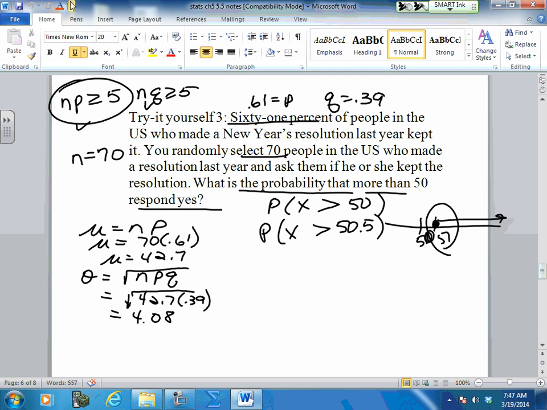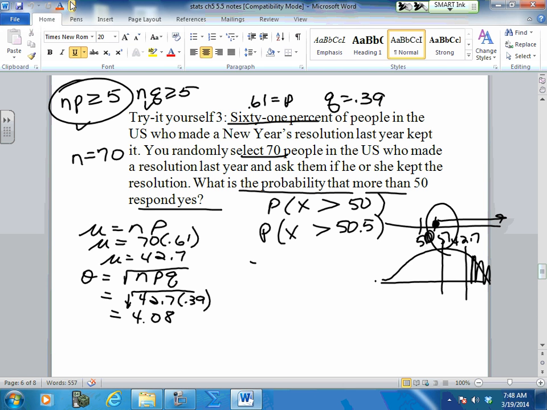Now, once we're here, we do everything else the same. Here's your mean, 42.7. 50.5 is somewhere here, and we want more than. Is it going to be less than 50% or greater than 50%? Less. So when I find the z-score and look up the area, what am I going to have to do to the area? Subtract it from 1, because I need the right side.